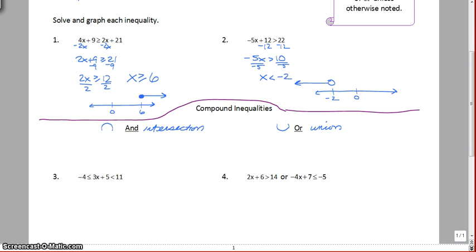Now the key to and statements is they must be true for both. Okay, both inequalities must be true to satisfy an and statement. Now the other type of compound inequality we're going to work with is an or statement, which is also known as a union and uses a big U for a symbol, easy to remember, a U for union, upside down U for intersection. Now the thing with an or statement is only one needs to be true.